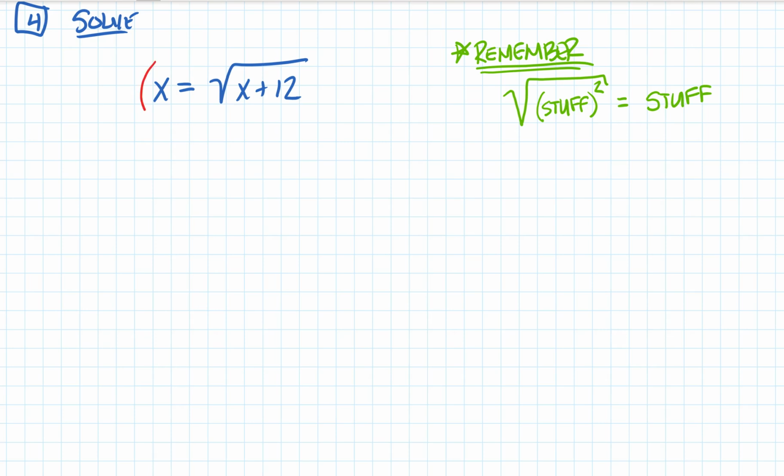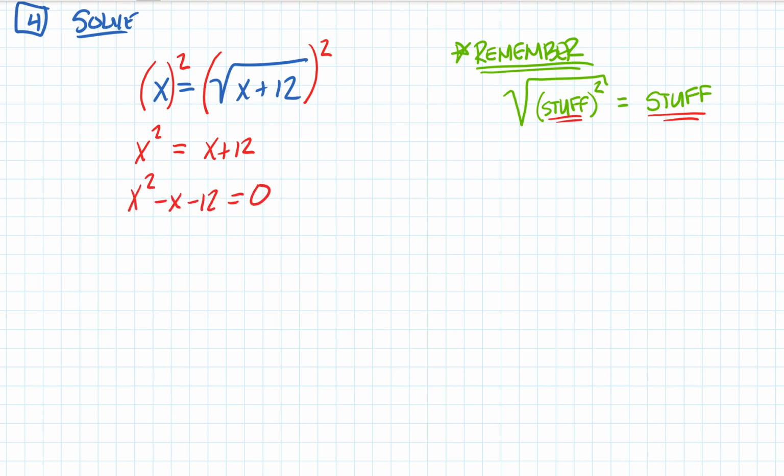Well, what you're gonna wanna do first is square both sides so that you can undo the stuff inside the radicand here. So remember, the square root of stuff squared is just the stuff. So you're going to get back whatever you have when you take the square root of something squared. So now I get this. X squared is now equal to x plus 12. If I bring everything to one side, I get x squared minus x minus 12 is equal to 0.